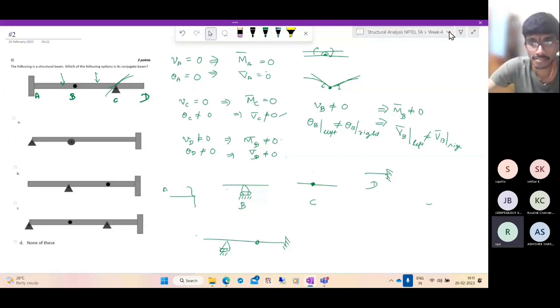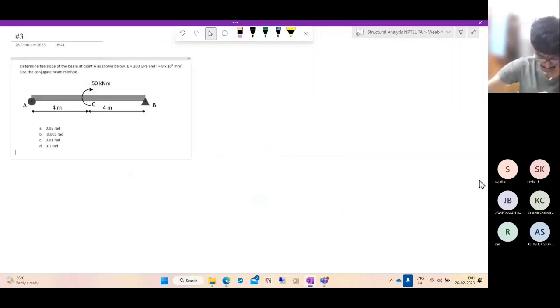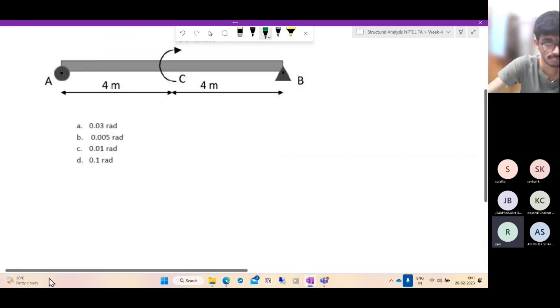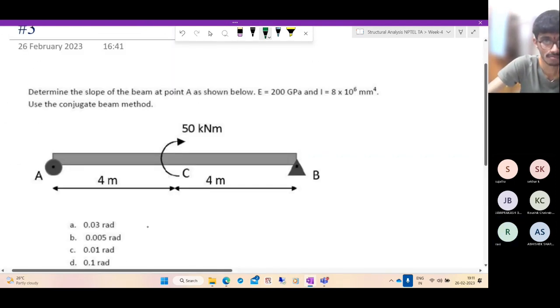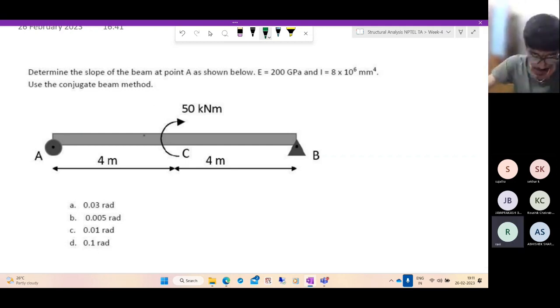Now let's go to the next question. So this is question 3. I hope it's not too small. Let me zoom in so that you can see. Now what is asked? Determine the slope of the beam at point A shown below. E and I are given, and this is the loading. So it's a simple problem.